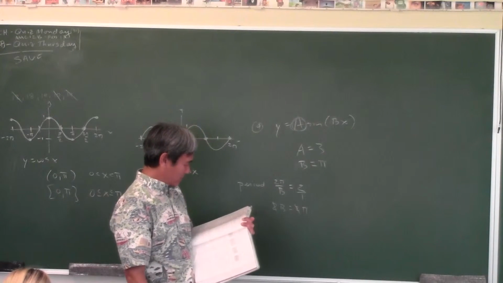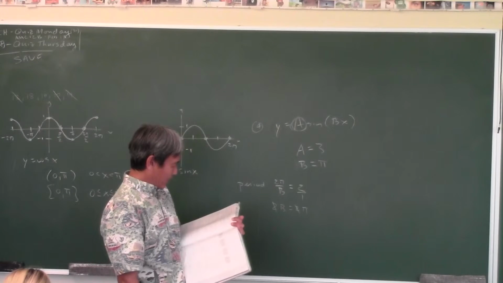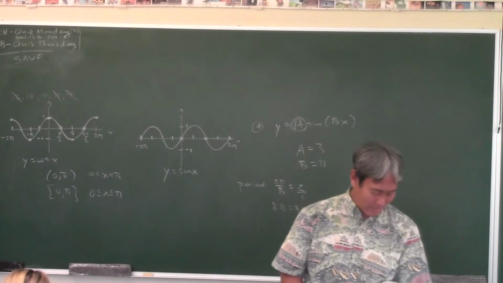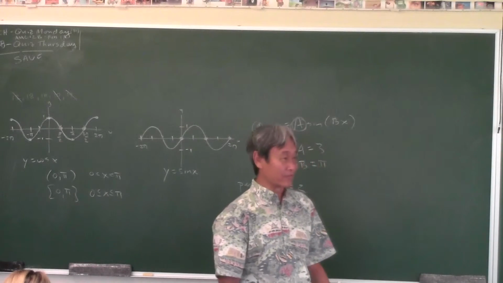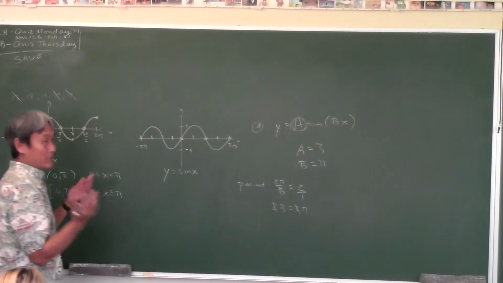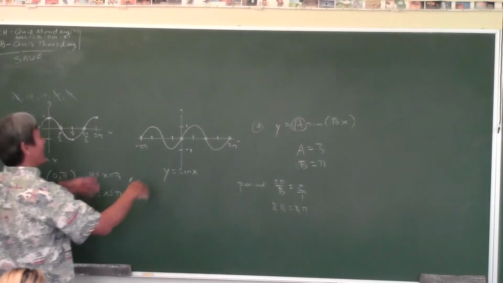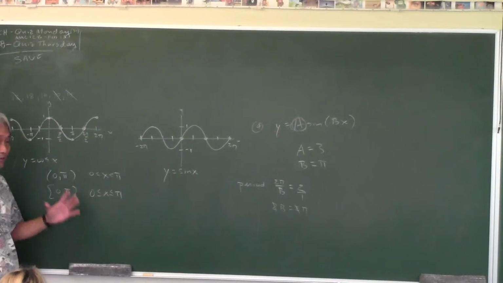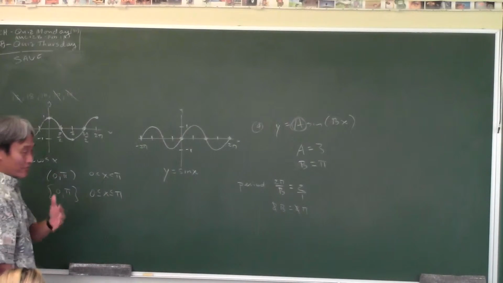And then number 6, true or false? The graphs of y equals sine x and y equals cosine x are identical except for a horizontal shift. Yeah, we saw it yesterday, right? This graph and this graph are exactly the same except one is just shifted over. That's the only difference between the two. So the answer is true.